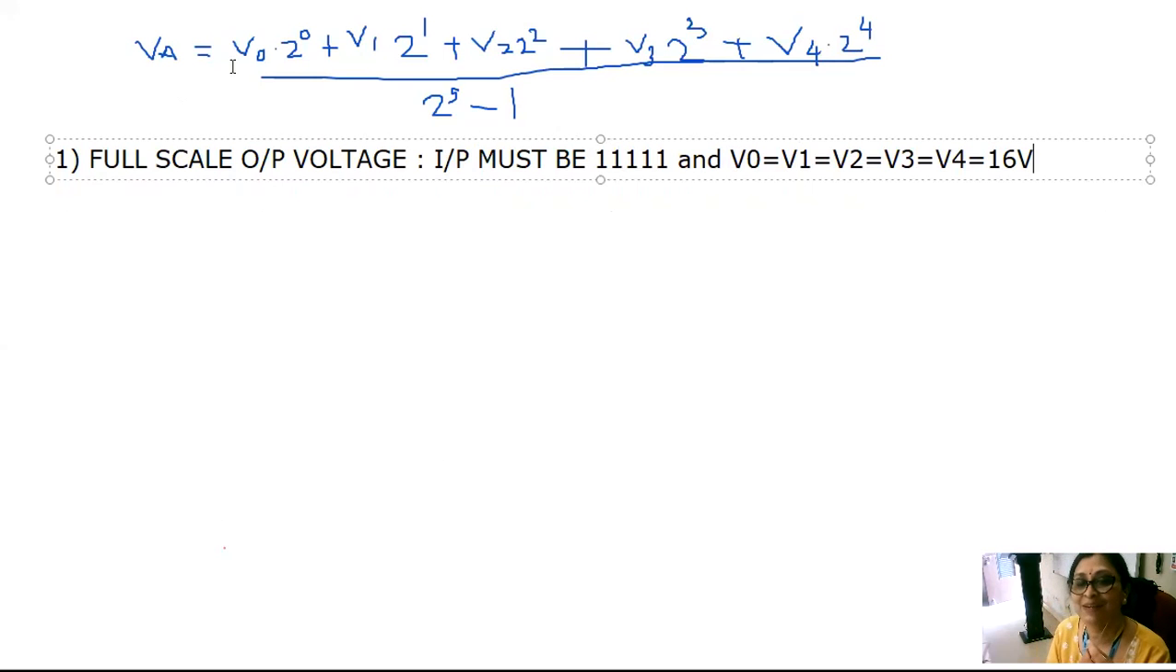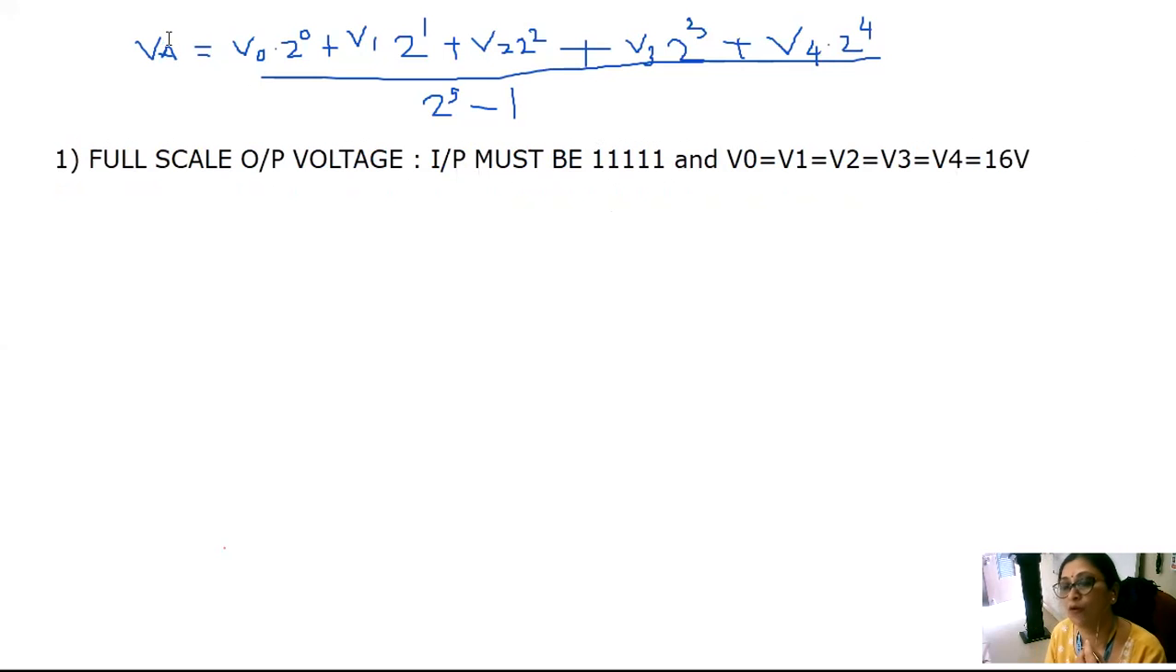Okay, so the formula for the output voltage of a digital to analog converter, which is of 5 bits, is given by this formula. Now we are going to calculate the full scale output voltage. For full scale output voltage, digital input must be 1 1 1 1 1, and in this case, as all inputs are equal, its voltage level will be equal to 16 volt. That is what I have written here.